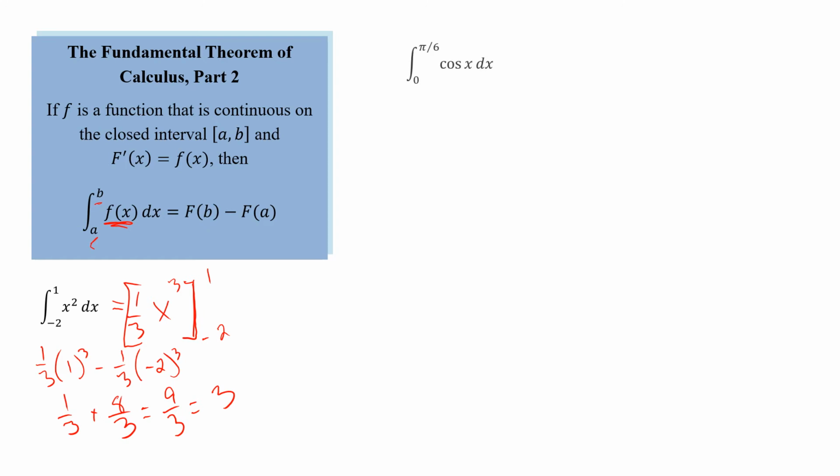But we could have things like cosine of x dx. We're going from 0 to pi over 6. What would give us a derivative of cosine? That would be sine of x. And we're going from 0 to pi over 6. Now, you might be thinking, and in fact, you actually should be thinking, wait a second, he forgot the plus c in that first one. You don't need it for this.